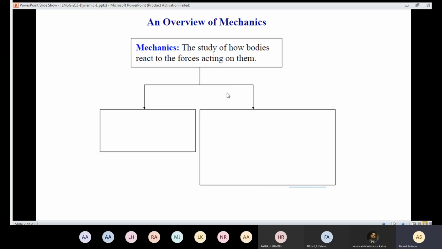And in rigid bodies, we have statics, which is the study of bodies in equilibrium. The body should be in equilibrium. So that means the body is not going to move. And in that case, we are going to use Newton's first law, which says the summation of the forces acting on that body should equal 0.